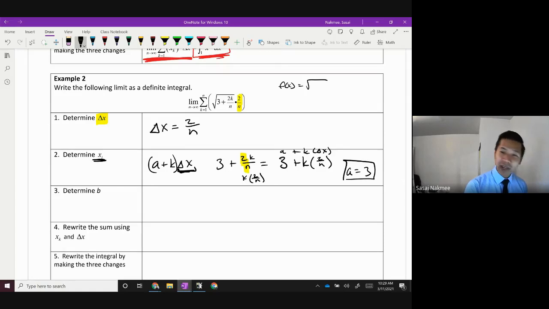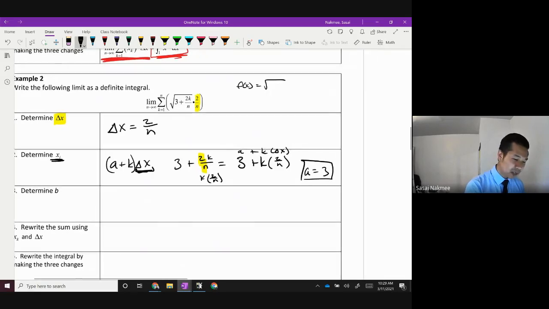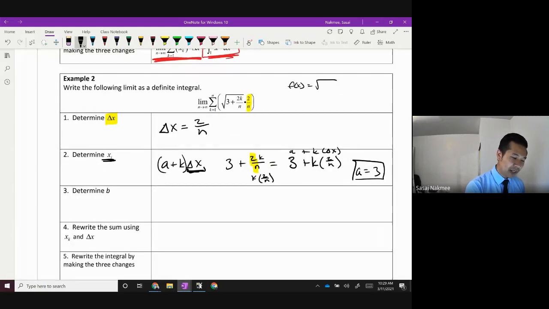So right off the bat, I know that when I do my integral, it's going to be the integral from 3 to something of f of x dx. I've already figured out what the a is. All I did was a little bit of rewriting, and I found out that this 3 is by itself right here, and that 3 by itself is my a value.